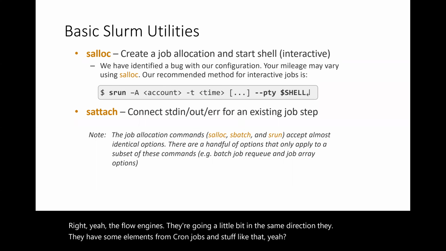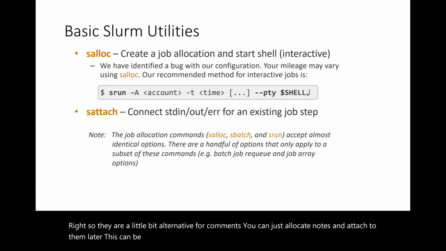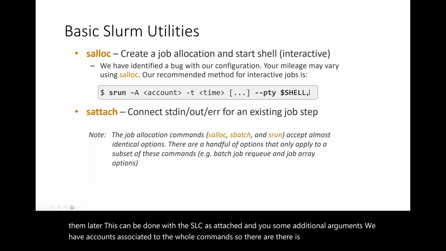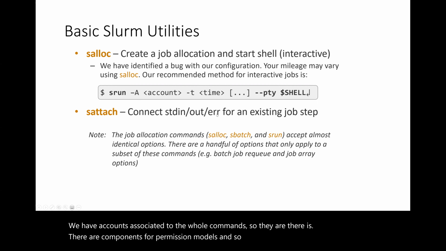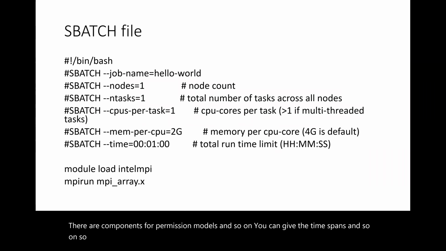So there are a few alternative commands. You can just allocate nodes and attach to them later. This can be done with salloc and sattach. And you see some additional arguments. You can have accounts associated with the commands. There are components for permission models and so on. You can give time spans and so on. So quite a lot of features available through the API.